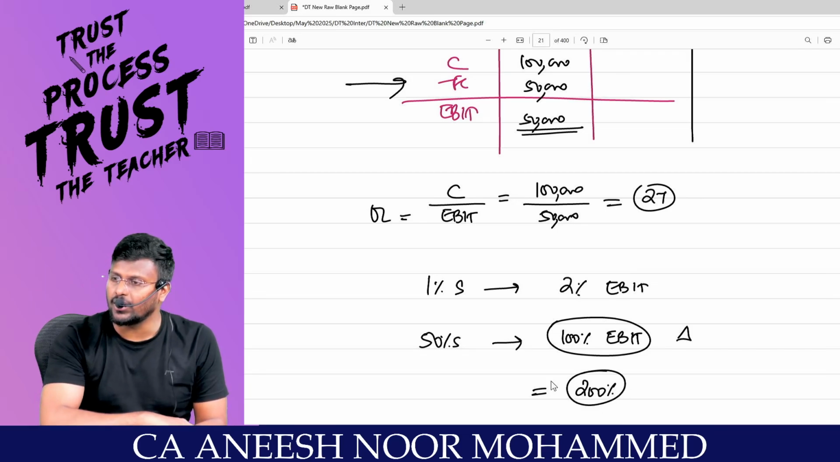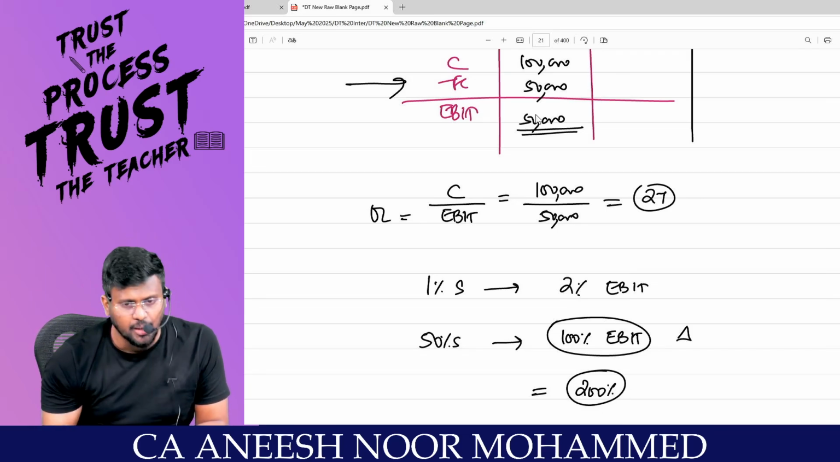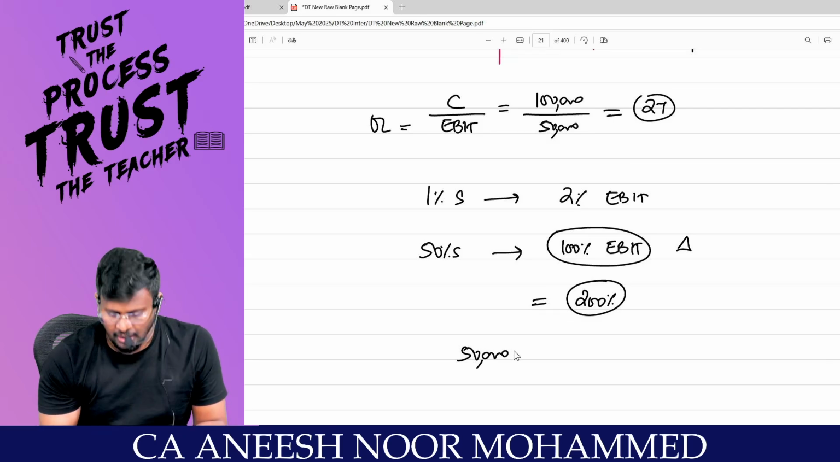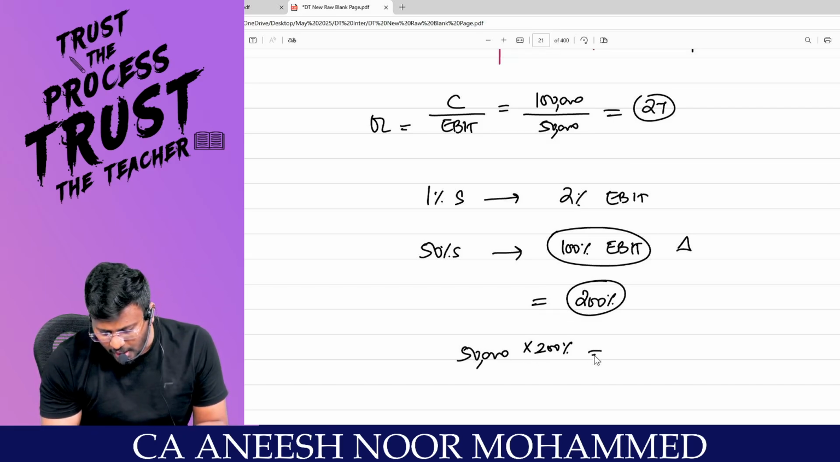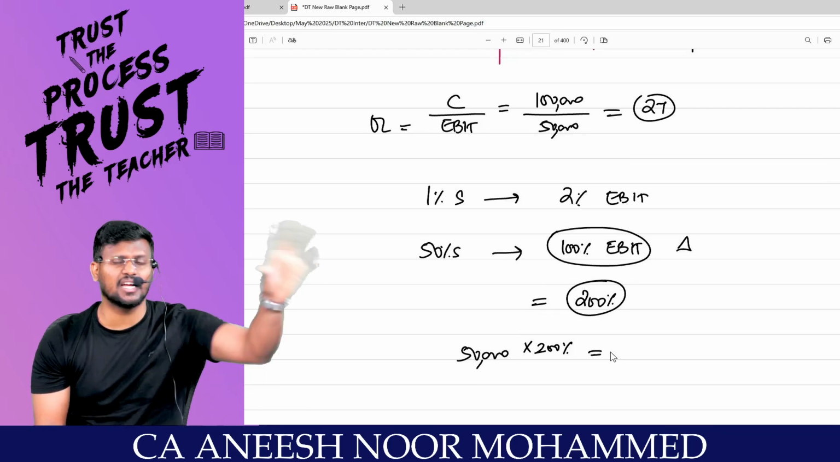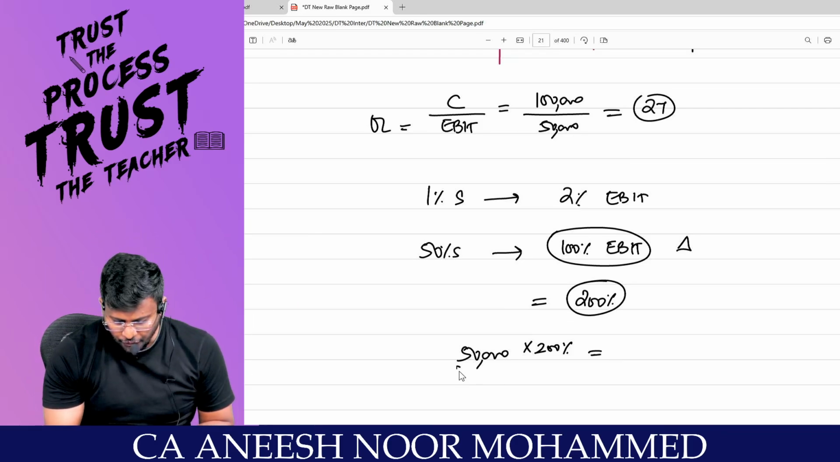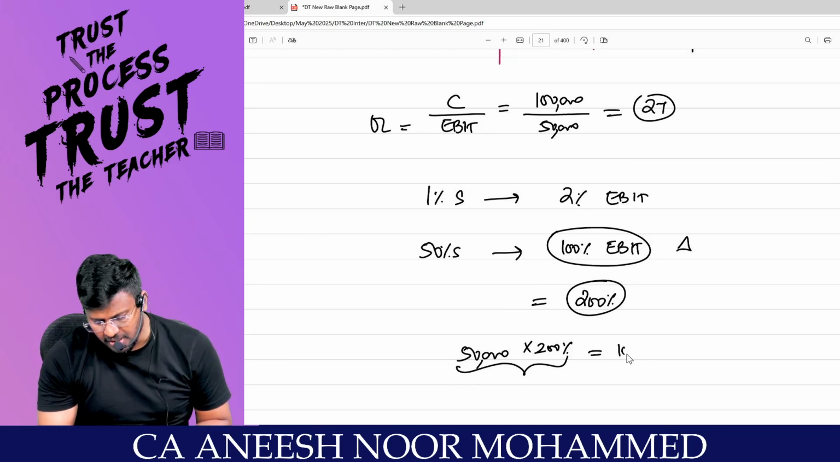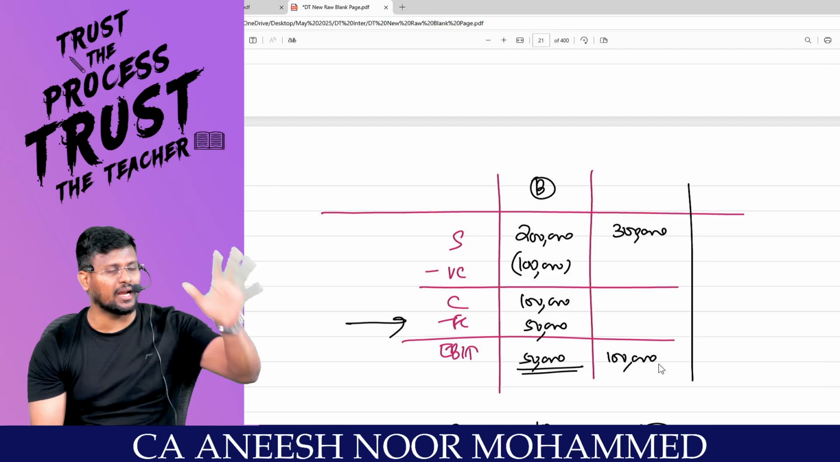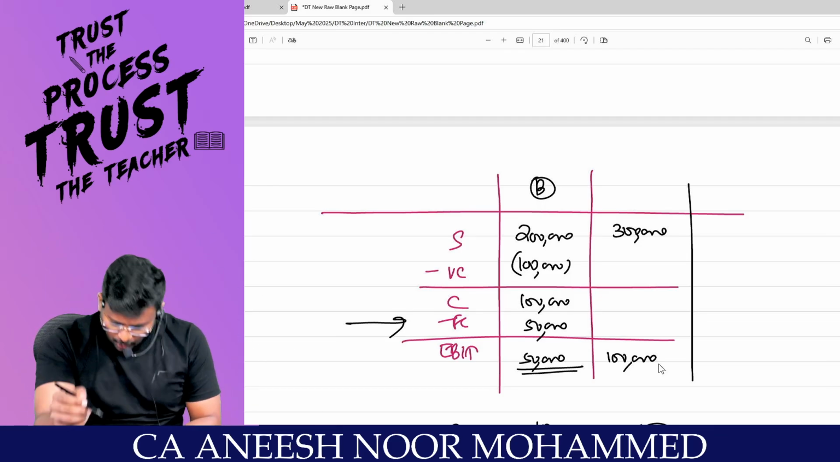Are you really with me? What is the existing EBIT? 50,000. This is the old EBIT. This into how much percent? 200, which is nothing but 100% old EBIT plus the increase of 100%. Getting it? So 50,000 into 200% comes to what EBIT? So here I will be writing how much lakh? 1 lakh. Now I am filling the balance.